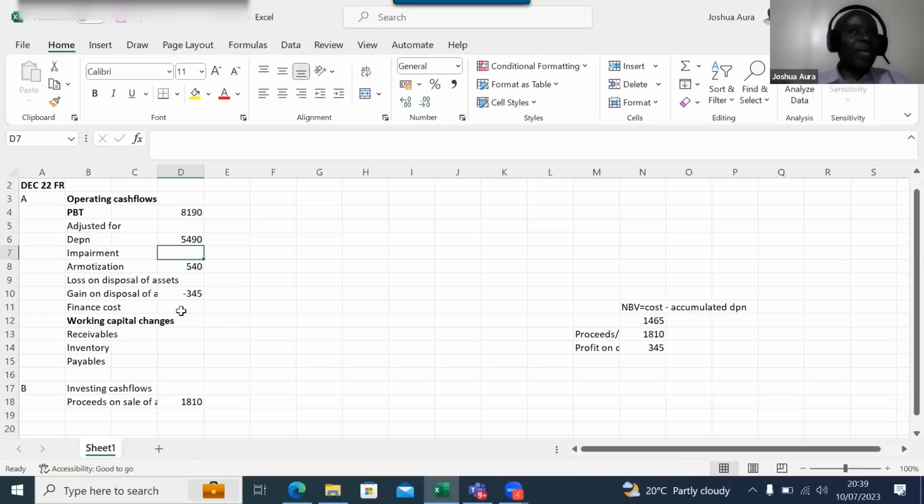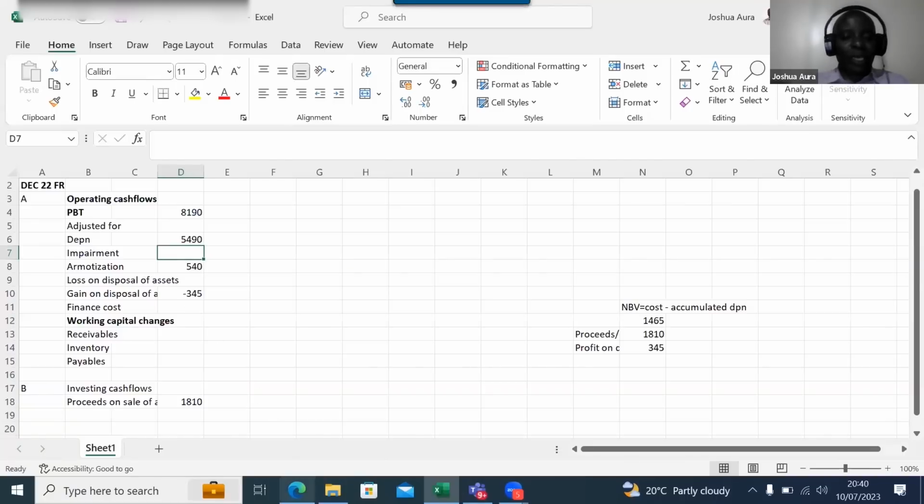Finance cost cannot be in operating activities. We had debt holders who gave us their money, and we are returning interest. So in this case, that should be taken under our financing activities, not here. So here I need to come and add it back. I cancel the finance cost that had been taken up here.